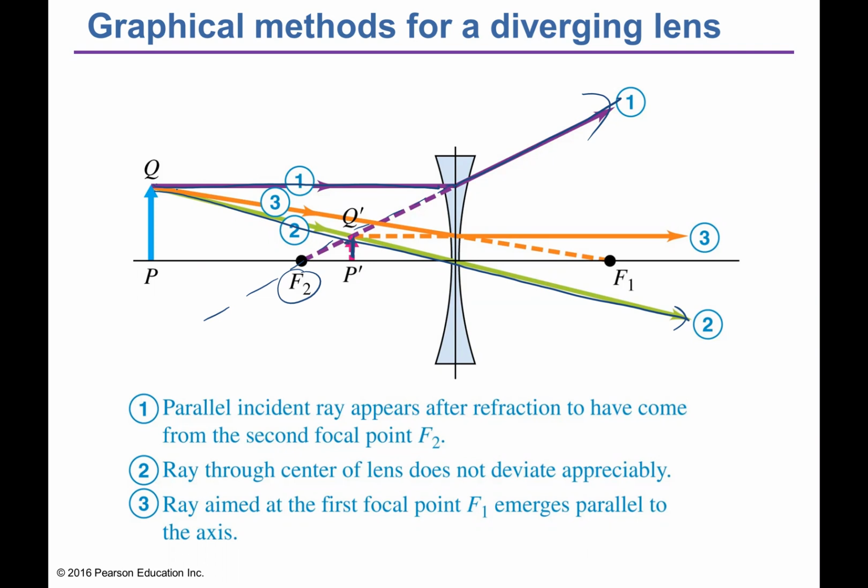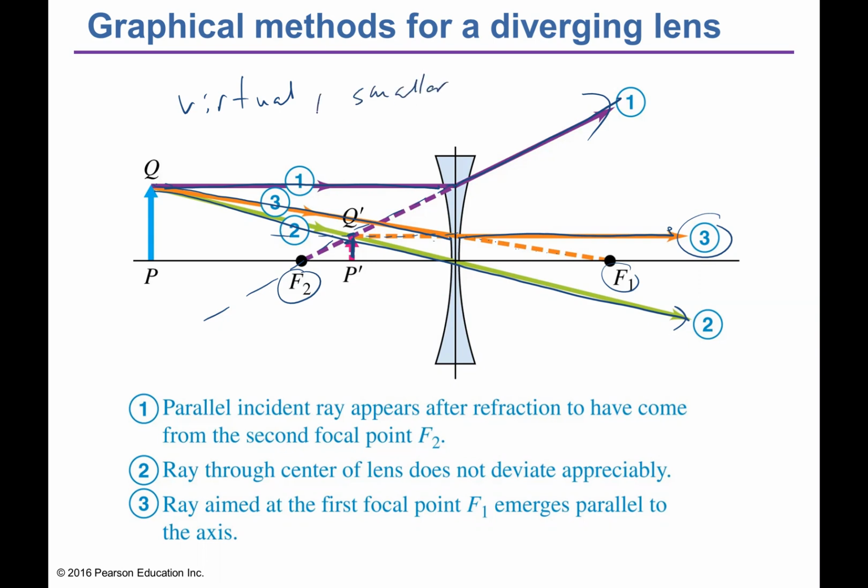The third one can also be used, because it has to go toward the first focal point F1. It moves toward F1 but is bent. We assume it is pointed toward F1 even though it doesn't reach F1. The refracted light at 3, traced back, again converges at that point. So what we get here is a virtual image, and it is smaller.